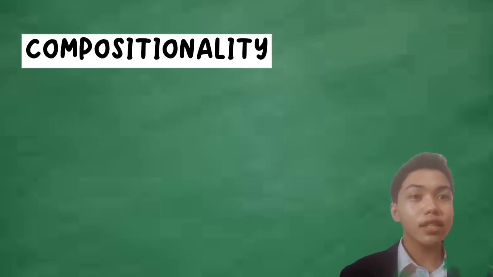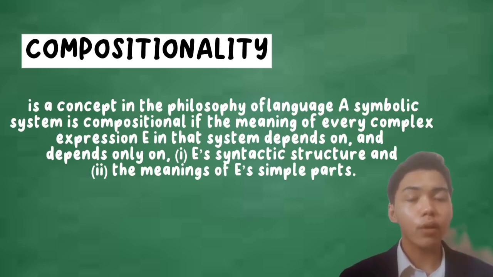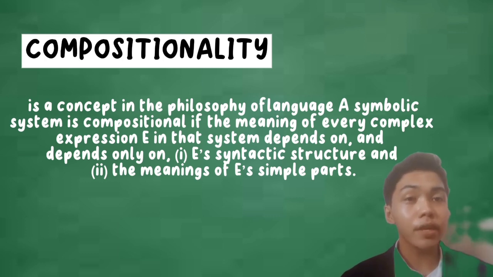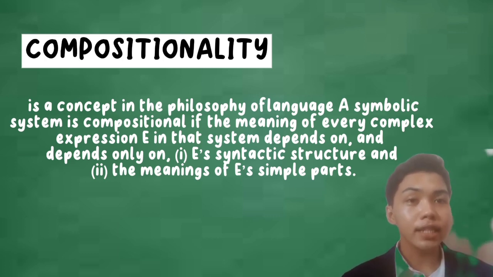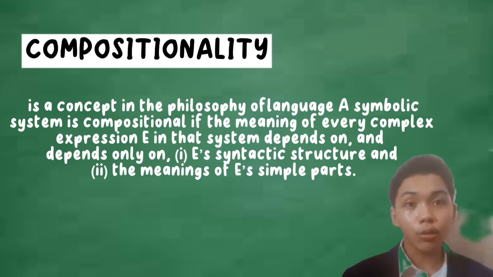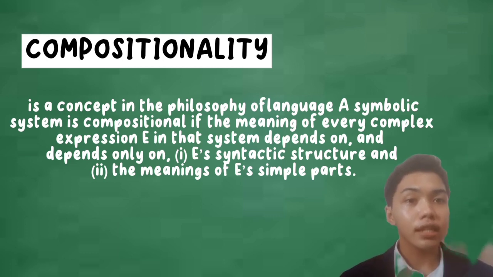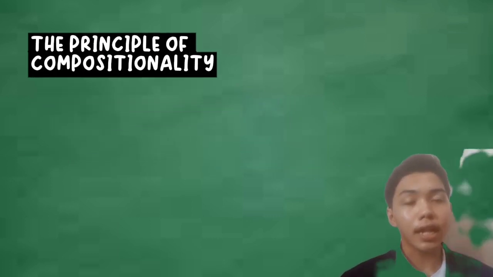So let's move on to our next topic, which is compositionality. So what is compositionality? It is a concept in the philosophy of language. A symbolic system is compositional if the meaning of every complex expression E in that system depends, and depends only, on 1) its syntactic structure and 2) the meaning of its simple parts. This is the principle of compositionality.